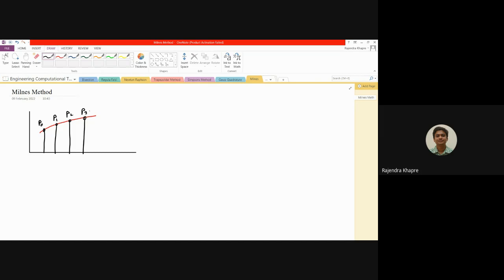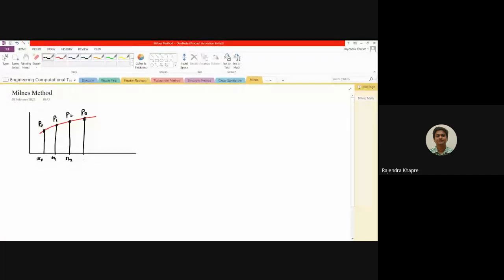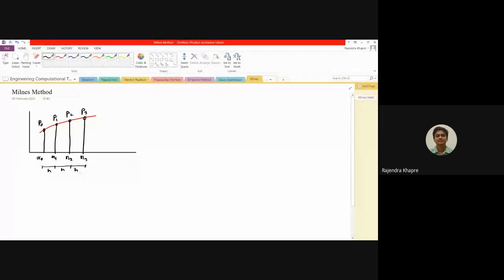Okay, so here the issue is like this. We now have these points: this will be your x0, this will be your x1, this will be your x2, and this will be your x3. The distance between x0, x1, x2, and x3 has to be constant. If it is not constant, then you cannot use this particular method. These 4 points will be given to you: here you will have y0, here y1, here y2, and here y3. All these points will be available with you.